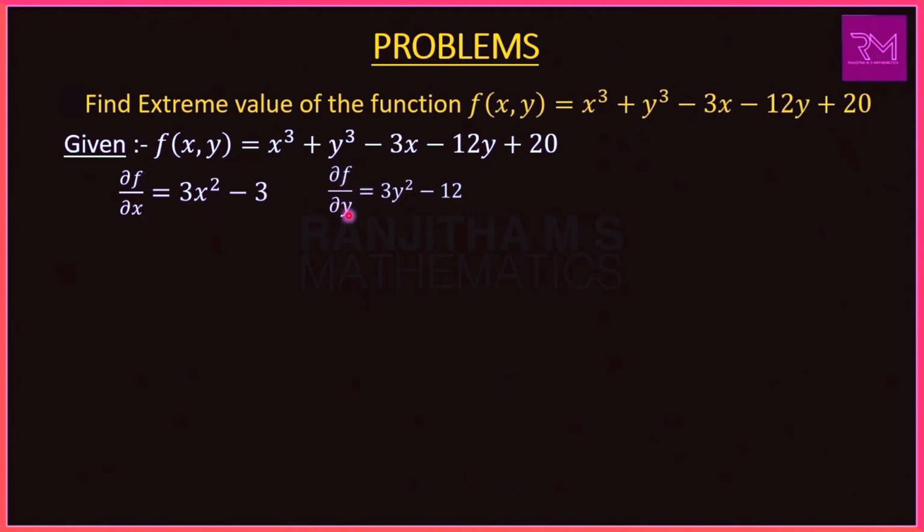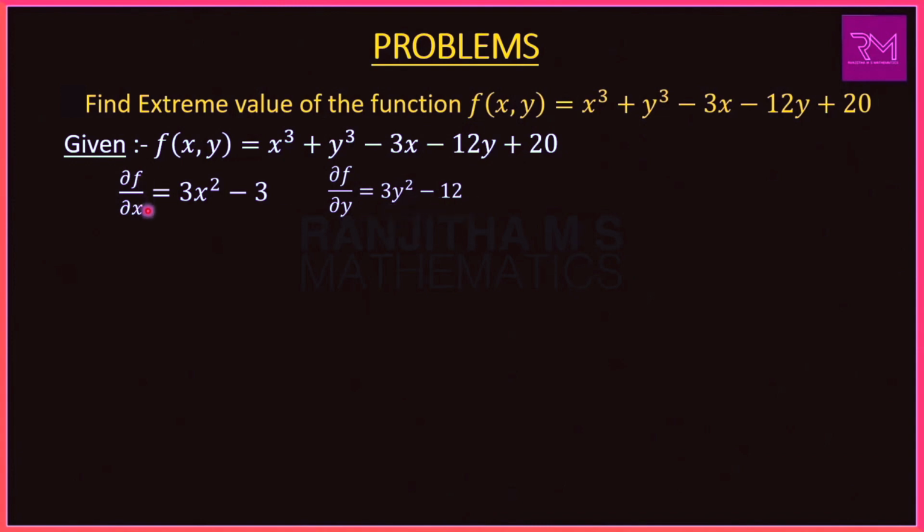Similarly, for del f by del y, we treat x as constant and differentiate with respect to y. This term is 0, plus differentiation of y cube is 3y square. Then this term is also 0, minus 12 into differentiation of y, which is 1. The last constant becomes 0. Hence we get del f by del y as 3y square minus 12.